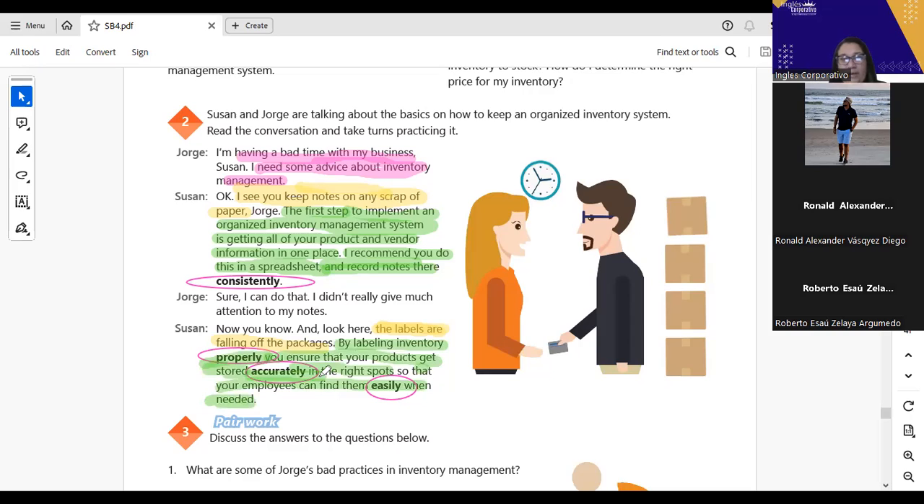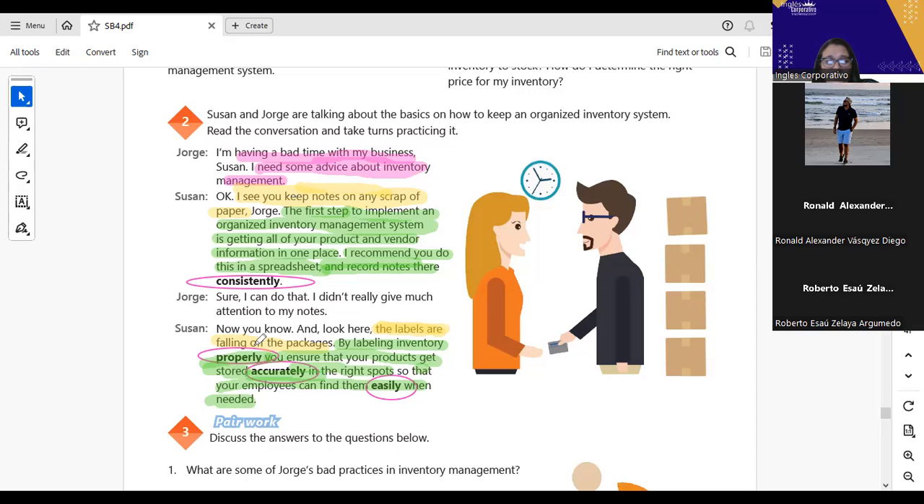Okay, so as you see, this conversation, besides giving suggestions, besides giving advice on how to manage inventory efficiently, the introduction of adverbs is also very obvious. Because yesterday you probably didn't have much time to practice the conversation, I'm going to give you a couple of minutes for you to try to practice it.